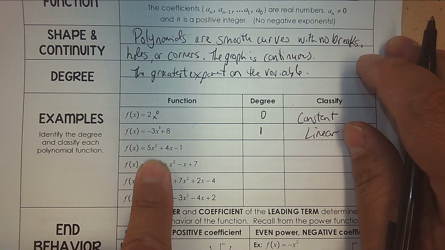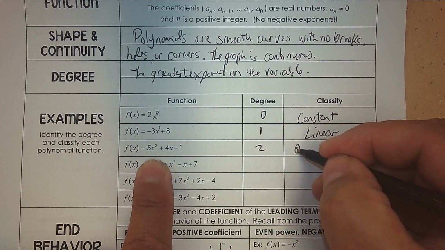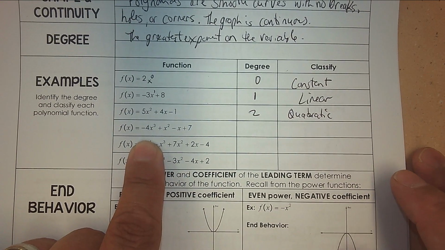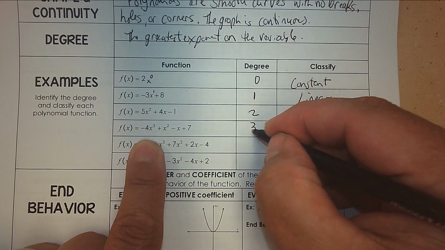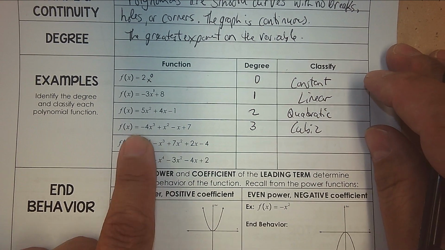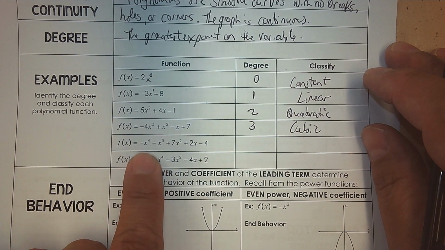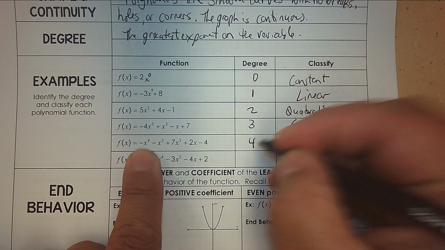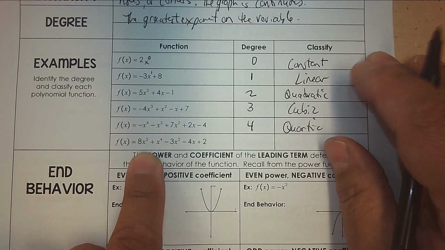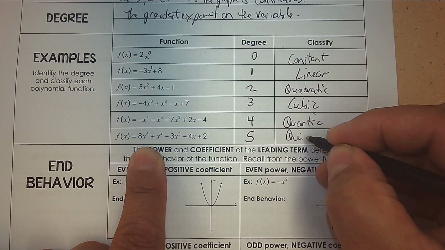Look at the next one. What's the greatest exponent you see on the variable? That's called quadratic when the greatest exponent is 2. Look at the next one. What's the greatest exponent you see? 3. We call that cubic. Look at the next one. Notice I'm not looking at the large numbers in front, the coefficients. I'm looking at the exponents. So here, the exponent, it's 4. We can call this a quartic if we want to. The next one, the greatest exponent you see is 5. Sometimes it's called a quintic.